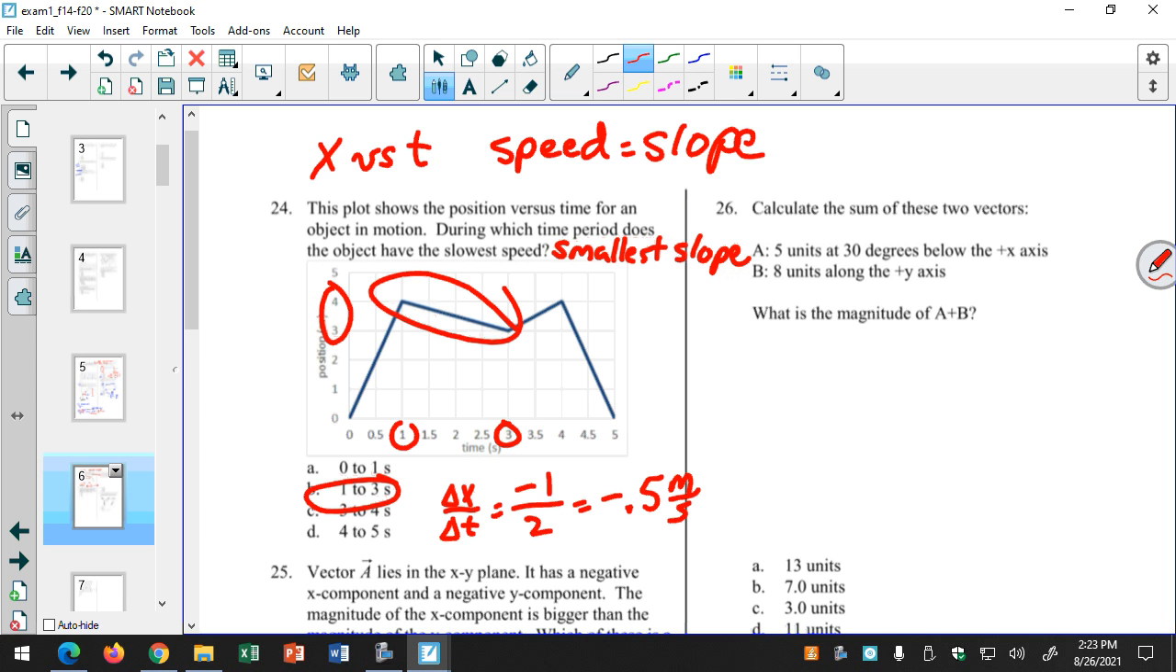That's the slowest speed. In comparison, say for this segment right here, I have a speed of 4 meters per second, or negative 4 meters per second. So that's the highest speed at 4 meters per second. That's also the same from 0 to 1 seconds.